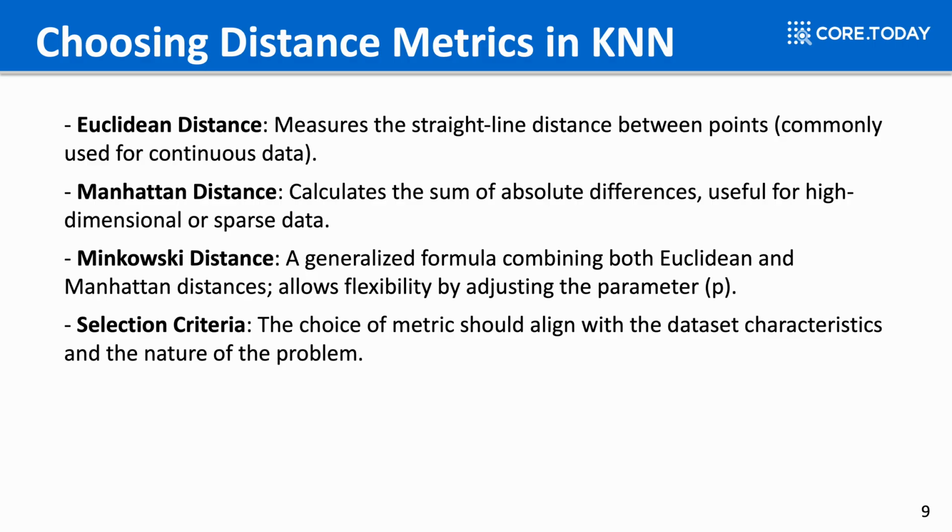Deciding on the right distance metric is crucial for the success of a KNN model. Euclidean distance works well for low-dimensional continuous data, whereas Manhattan distance can handle high-dimensional or sparse datasets effectively. Minkowski offers a middle ground by allowing you to customize the metric through the p parameter. Always consider the type of features in your dataset, and remember, experimentation might be needed to find the optimal distance metric for your specific scenario.